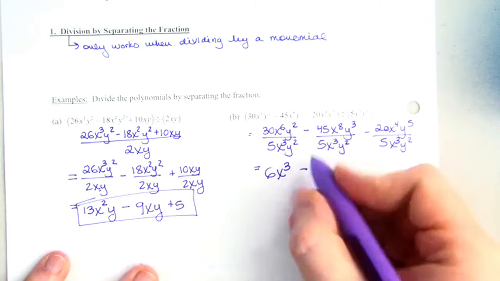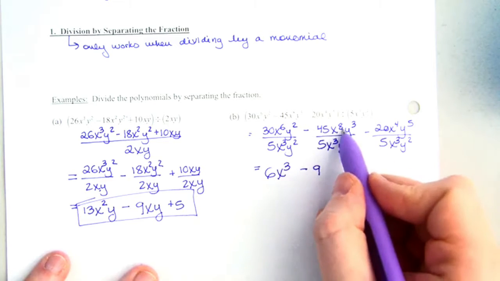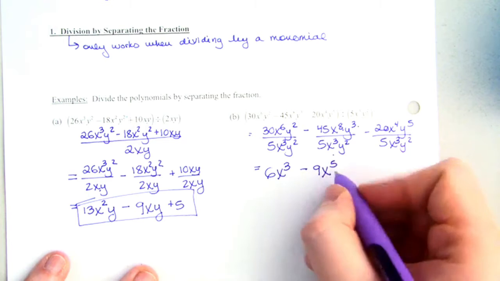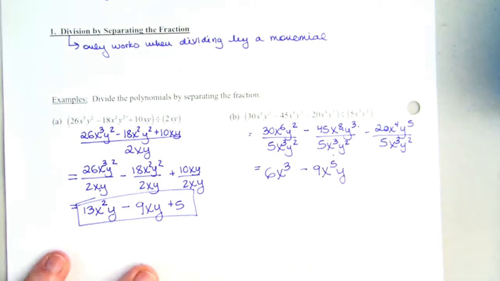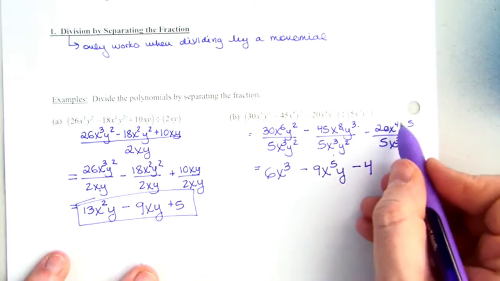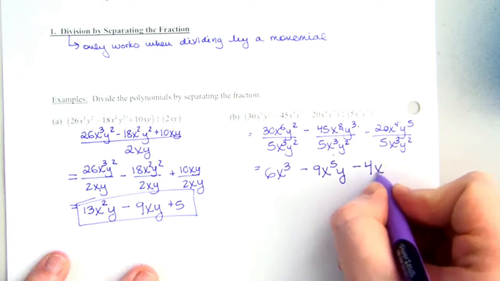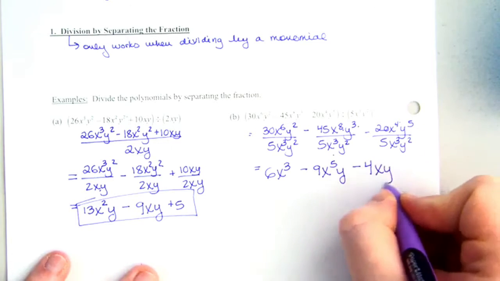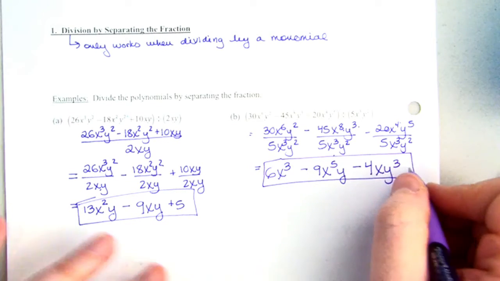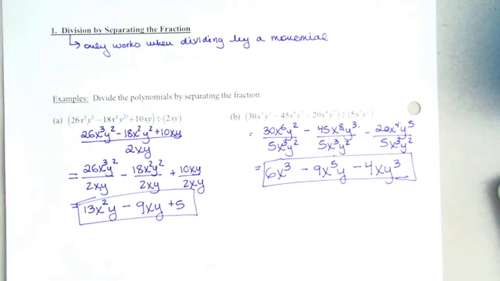Next piece, 45 divided by 5 is 9. X to the 8th divided by x to the 3rd is x to the 5th. Y to the 3rd divided by y squared is y. And then at the end, 20 divided by 5, that's 4. X to the 4th divided by x to the 3rd, that's x. Y to the 5th divided by y squared, that is y cubed. And this is division by separating the fraction.